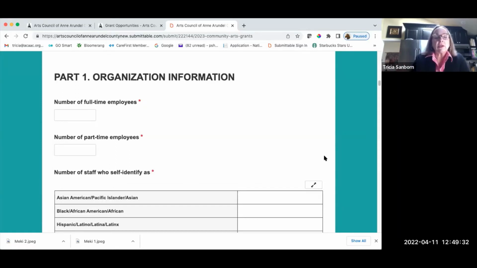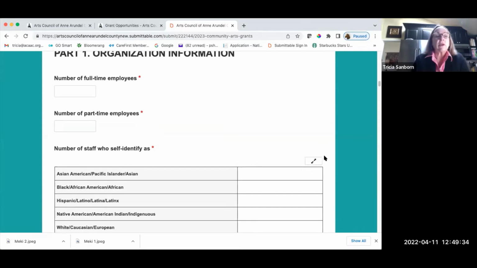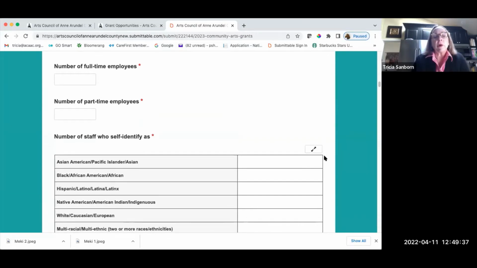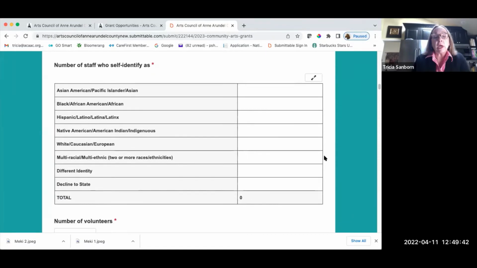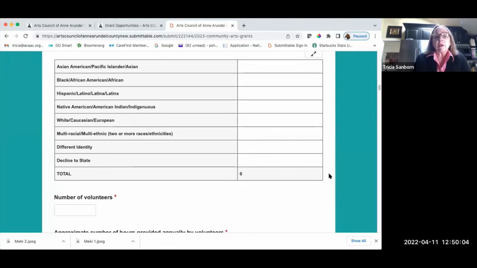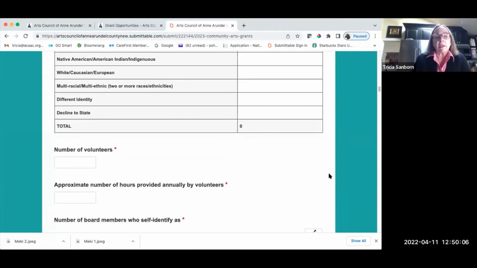Then the first of the 4 big parts of the application's organization. So this is organization information, breakdown on your number of employees, your number of part-time employees. We ask for a demographic breakdown on your employees. And one key to this is put a 0 in any field that you are leaving empty. That way there's 0 chance that your budget is going to go awry, or not your budget, your table. So I'll put that in the best practices too.